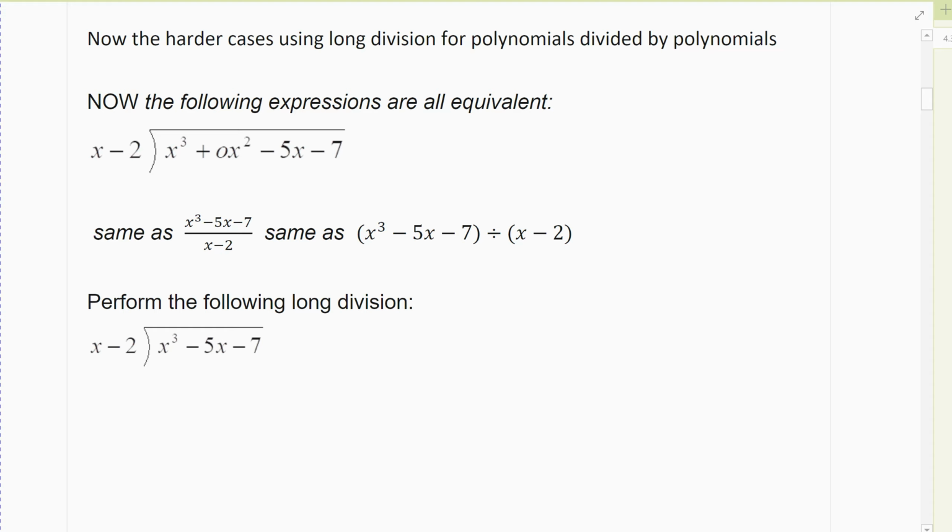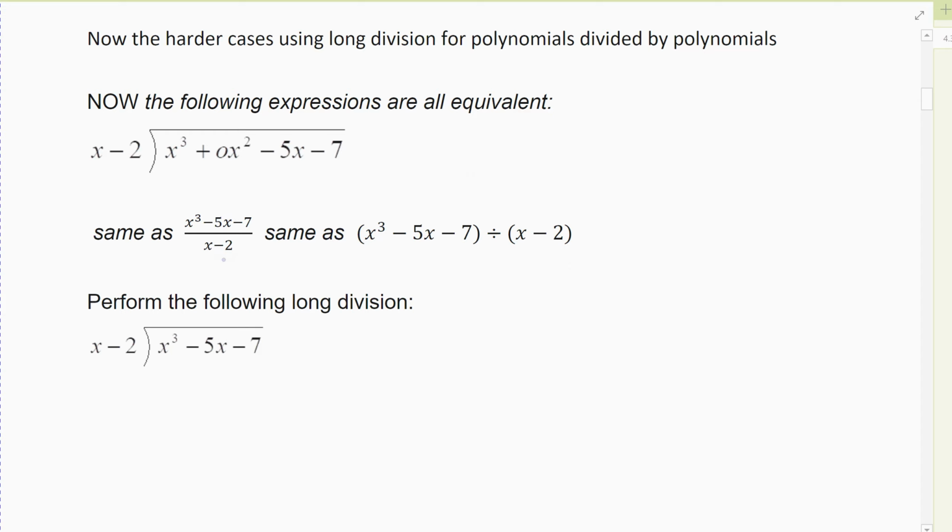All right, now, the one I'm going to use is the first expression here, but I just want you to be aware of this division expression. This is the long division expression, which is equivalent to saying x cubed minus 5x minus 7 divided by x minus 2. It's the same as using that division symbol. So just so you know, those are all three ways I can write my division symbol.